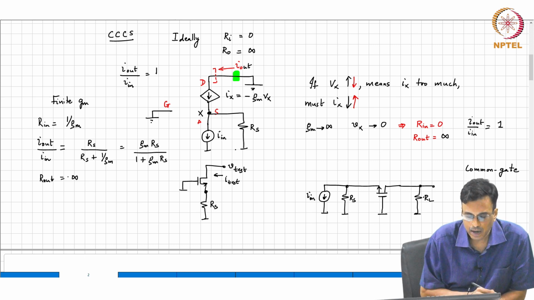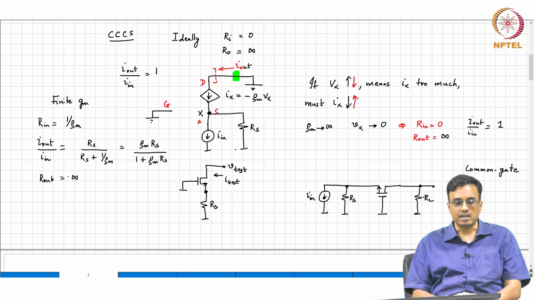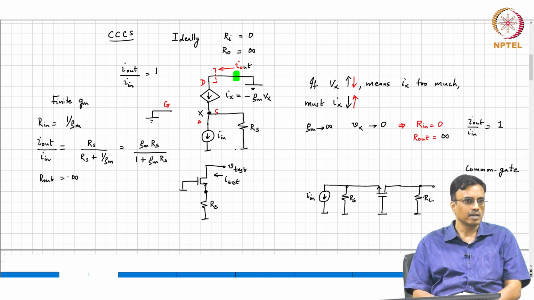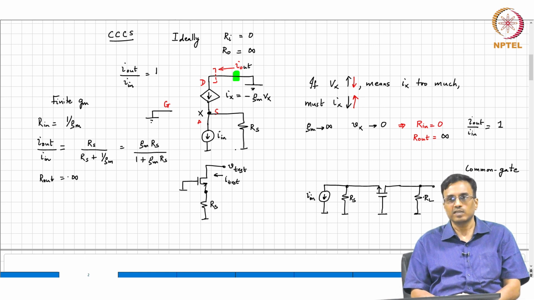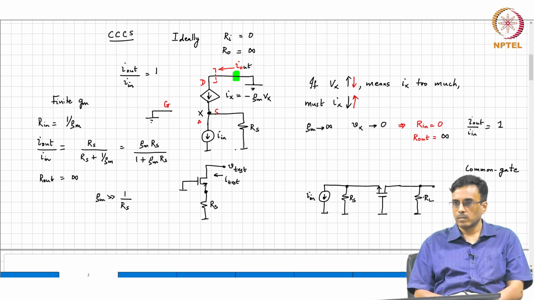Now, when we say we want gm to be large, we know that we cannot make gm infinite, we can only make gm large. Now, the question is how large, and we should be in a position to answer that question. What is it? Very good. So, gm must be much larger than 1 over Rs, all right.